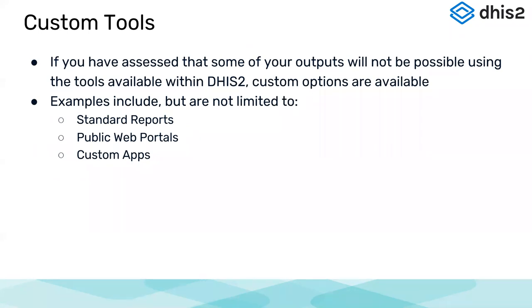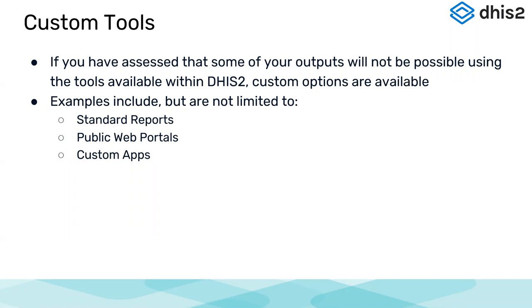Okay, right. Now, in case we cannot meet the relevant requirements from the program with the standard analytic tools which are available in DHIS2, what are the other options we have? For these things, we have custom tools in DHIS2. For example, we have three main custom tools. First one is standard reports. And then the other thing that is a common requirement nowadays, especially with COVID, is public web portals. And the next thing is custom apps.